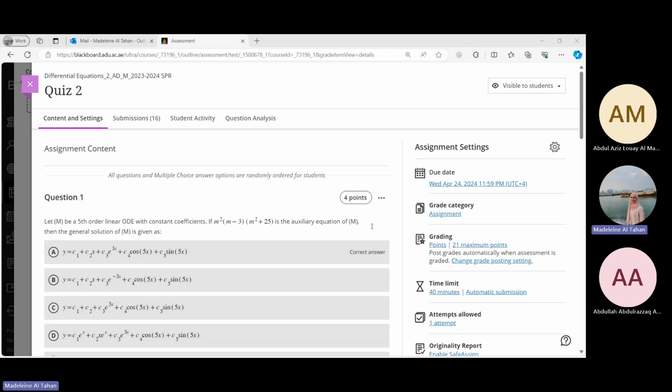Let's look at question number 1. We have a fifth order differential equation, so they are giving us a fifth order auxiliary equation, right? We need to find the general solution of that. So here, if we want to solve this one, we will get M1 equal M2 equal to 0.